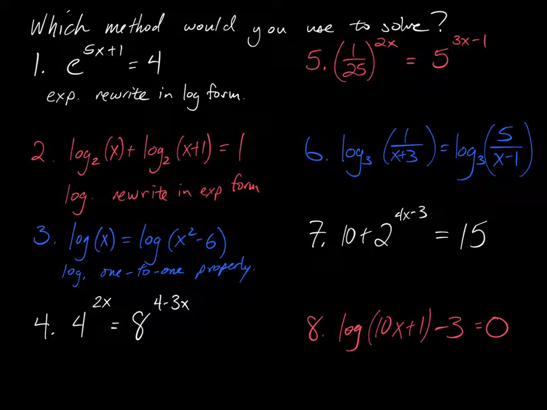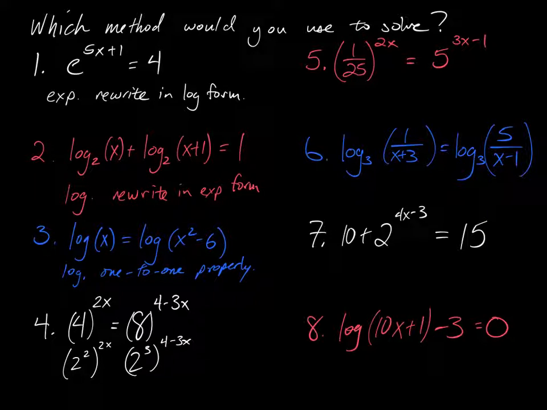Let's see, in this next example, example 4, I see that I have the base 4 being raised to the 2x, and on the other side of the equal sign I have the base 8 being raised to the 4 minus 3x. And it turns out that I can rewrite 4 as a base of 2. This would be 2 squared, if you just look at what's inside the parentheses. And over here with 8, I can rewrite 8 as a power of 2 cubed. Now these exponents on the outside would still come along for the ride. We can't just get rid of them.